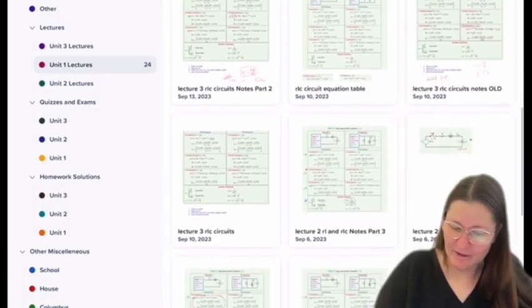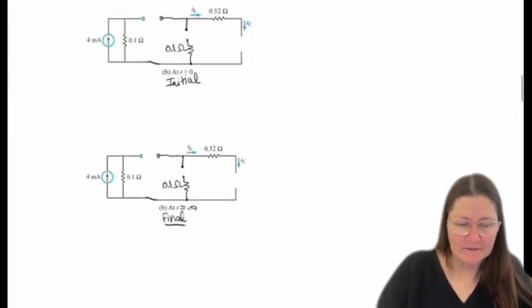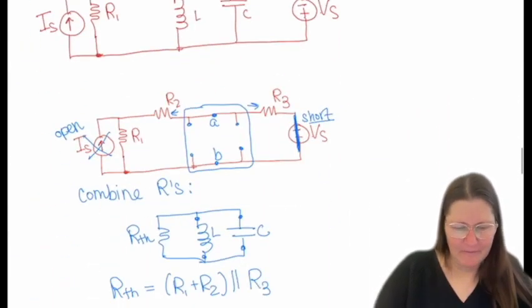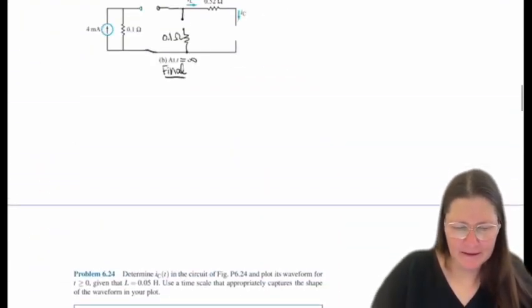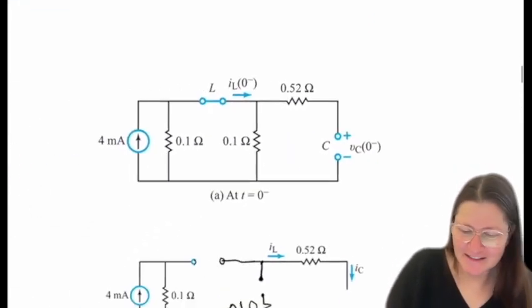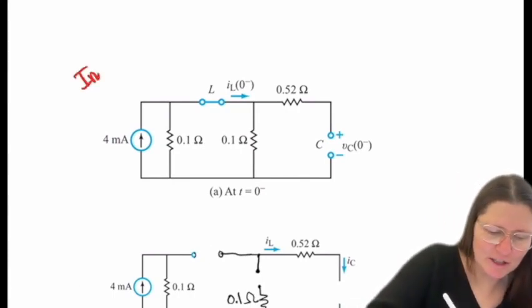Part 3. Okay. Nope, that's not it. Okay, this one has them drawn on it. All right, so VC of 0 minus will be my initial circuit.